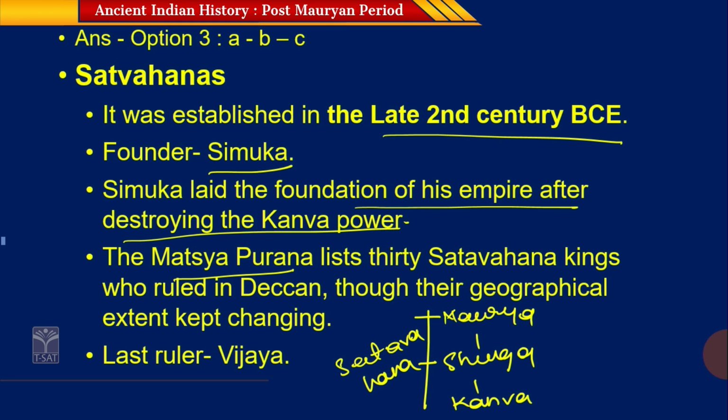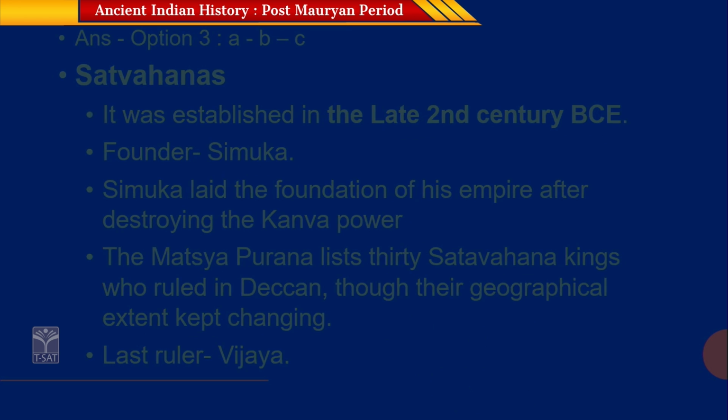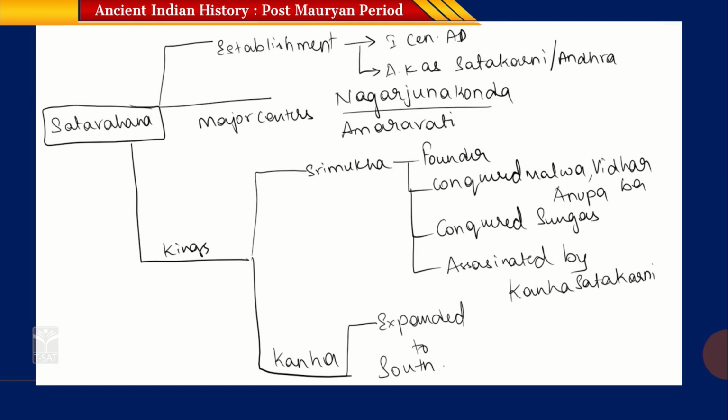The Matsya Purana, a very important book written during the Gupta period, gives a list of 30 Shatavahana kings who ruled the Deccan region. Their geographical extent kept changing every now and then. Remember that Shatavahanas were not restricted to only one place: Maharashtra, northern Karnataka, Telangana, up until Andhra, Srikakulam. We see the extent of these kings going on. The last known Shatavahana king is Vijaya Shatavahana.